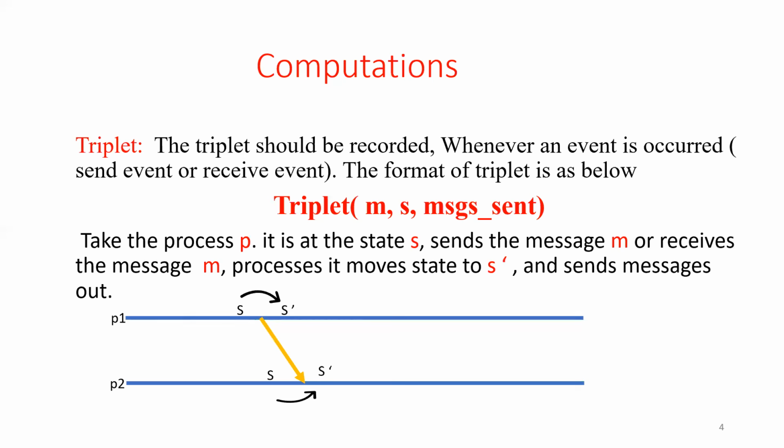Once a message is sent from one process to another process, the state of the process also changes. For example, let us take the two processes P1 and P2. See the diagram. First, the process is at the state S. Now it has sent one message to the process P2. So the state of the process S is changed to S dash. Similarly, the state of the process P2 also changed to S dash.